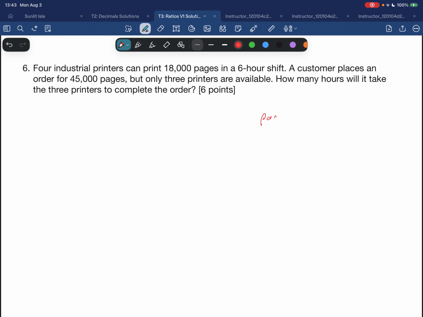So pages to hours. I'm going to do this part in red so it stands out. And I'm going to set this up as 18,000 over 45,000 equals 6 over x. The reason I know to put the x in the bottom is because I know that the x is going to be larger. I know that it will take 3 printers, which is less than 4, longer to do the same amount of work. Except this time, we're doing even more work, so it's going to take even longer. So I know the x is going to be bigger.